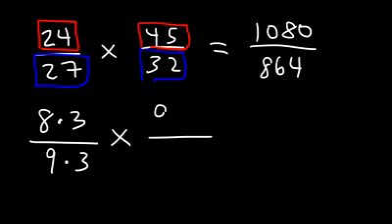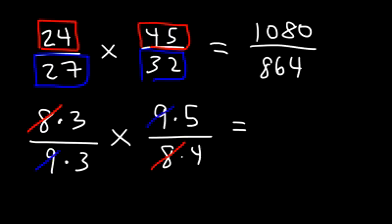It turns out that 9 times 5 is 45. And 32, we can represent it as 8 times 4. So you want to break down these large numbers into smaller numbers in such a way that you can cancel some of those smaller numbers. So we can cancel an 8, we can cancel a 9, and we can cancel a 3.